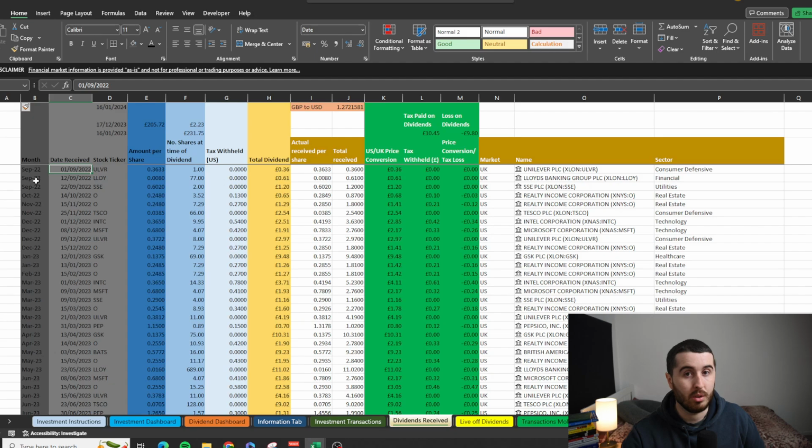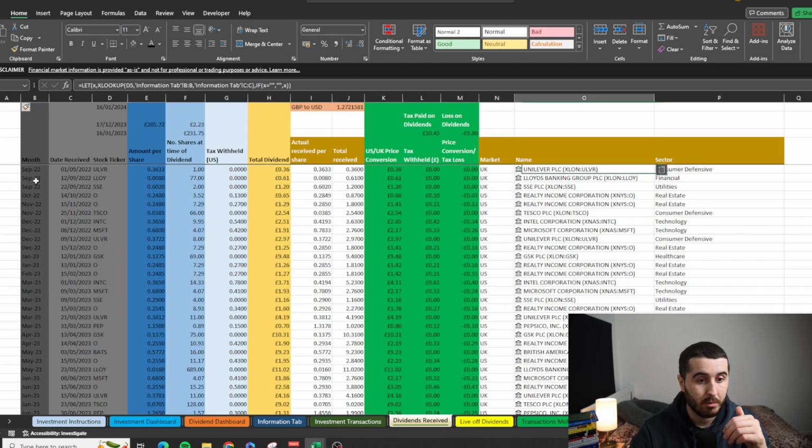For the dividends, you input your date received, you input your stock ticker, you input the amount per share that you received, and then you input the number of shares at the time of dividends. So how many shares you were paid for the dividend that you received. Tax withheld for US if you're receiving dividends from US stocks. The total dividend that you actually received, so the net value that you received. And then all of these other figures are formulated, so you don't need to worry about those. If anything has a formula in it, you need to leave that.